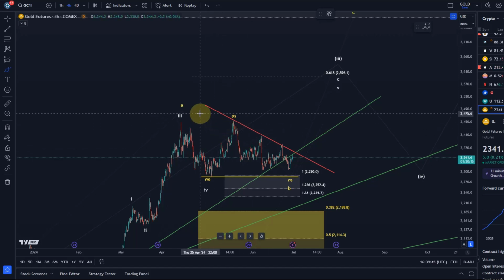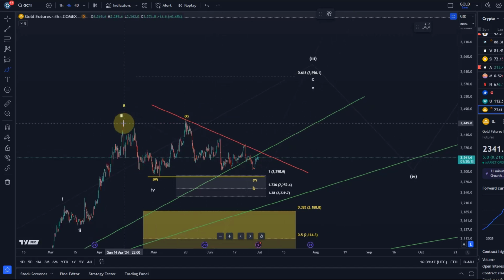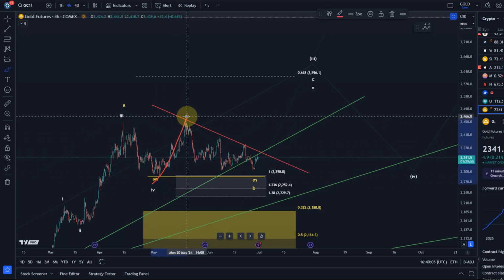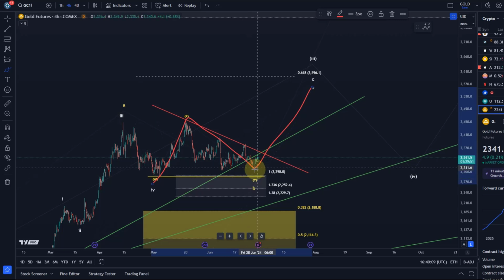The idea in the white count is that a third wave topped here on the 14th of April, and a fourth wave bottomed here on the 3rd of May at around 2,286 USD. It is possible that the 5th wave to the upside is already unfolding, but then most likely in an A, B, C structure. And it is important that we don't break below the yellow line.